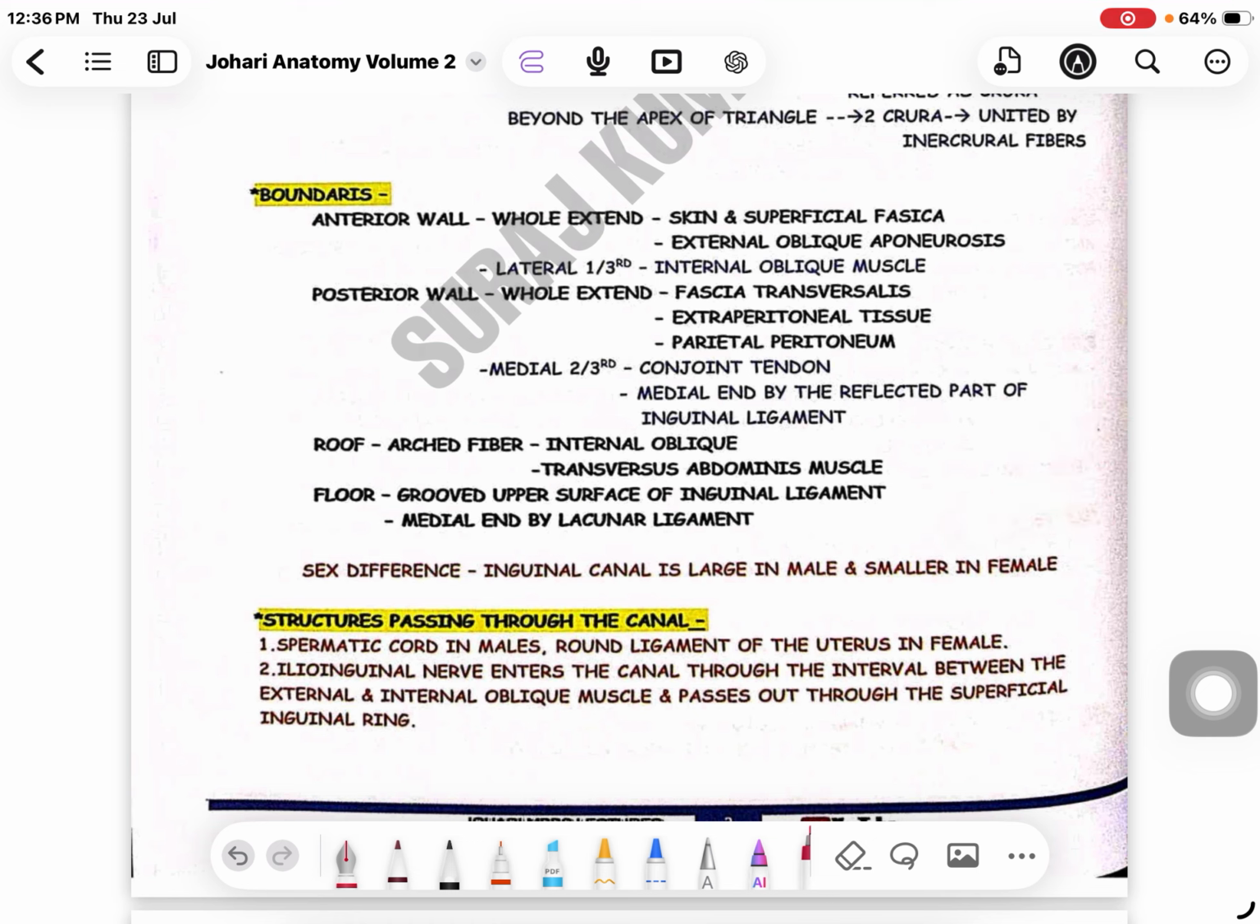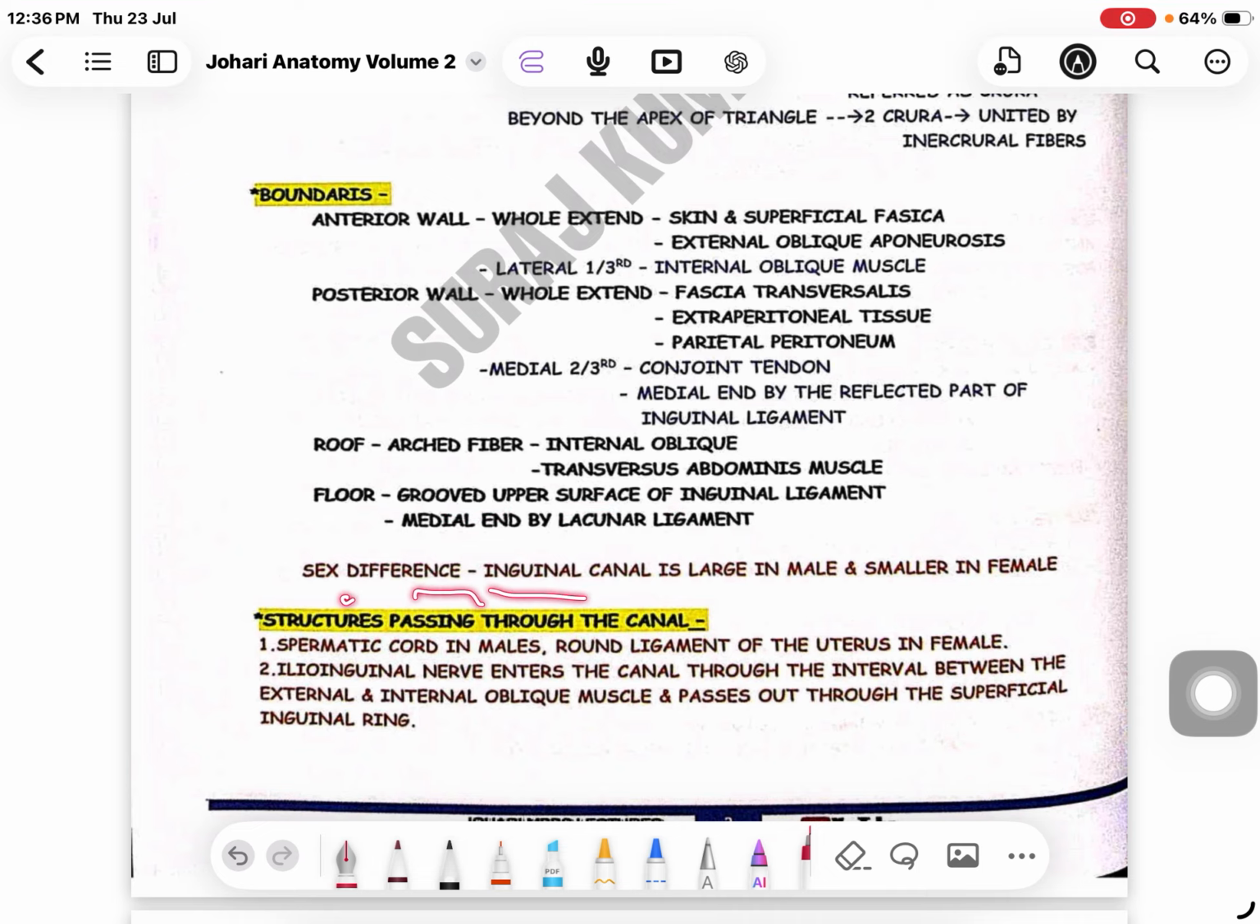So roof arched fibers. Okay, so we were here. Middle two third is covered by conjoint tendon. Posterior wall middle two third is covered by conjoint tendon. Medial end by a reflected part of the inguinal ligament. Roof, arched fibers of internal oblique and transverse abdominis muscle. Floor, grooved upper surface by inguinal ligament, medial end by lacunar ligament.